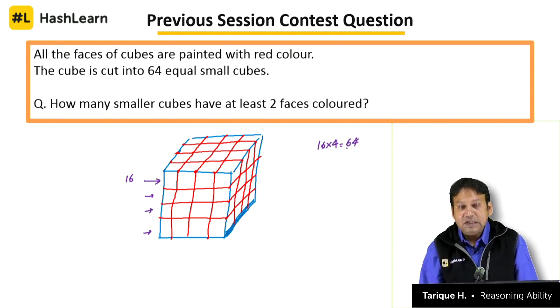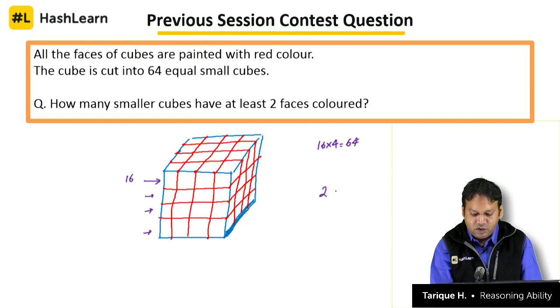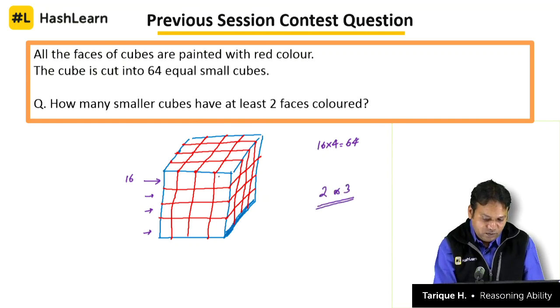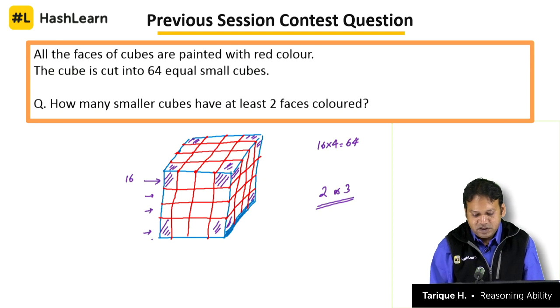Now how many have at least 2 faces colored? That means we are looking for 2 or 3. Now we can't have 4 faces colored, so let's look at the cube here. This cube has 3 faces colored, 1, 2, and this side also 3. Clear? And this also has 3, because these are all corner cubes. So corner cubes have 3, and how many corner cubes are there? The answer will be 8, because there are 8 corners. 1 is not visible to you in this diagram. So 3 sides colored, we have 8, and these are our corner cubes. Corner cubes are the ones which have 3 faces colored.